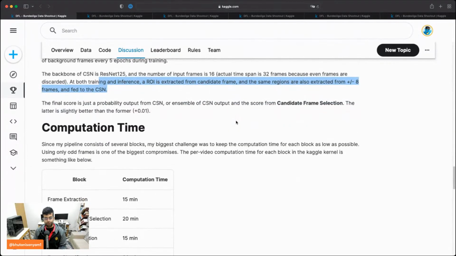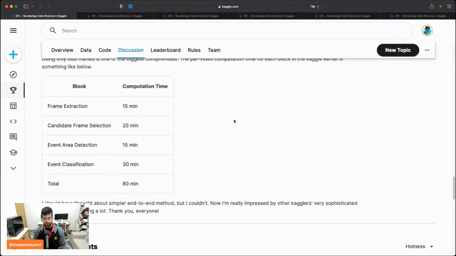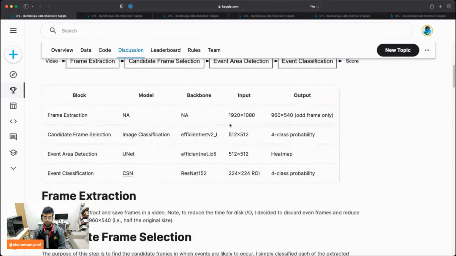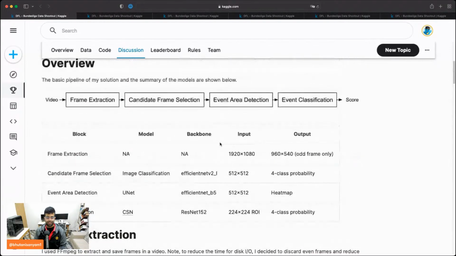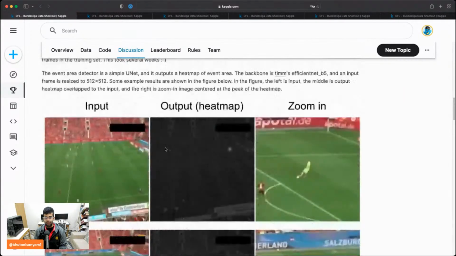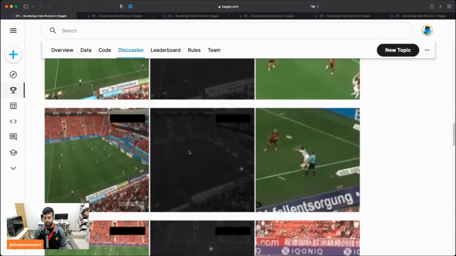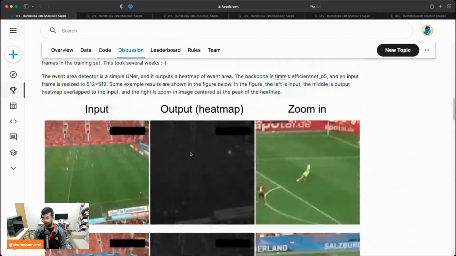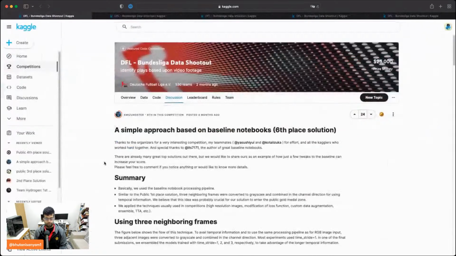So he talks about the computation time later and shows the computation time for each step. To re-summarize, he spent a lot of time manually annotating the event areas. So he extracted the frames and then trained a model to detect the area of interest where something is happening. And after that, finally classified that with the CSN model. So this was the fifth place solution.